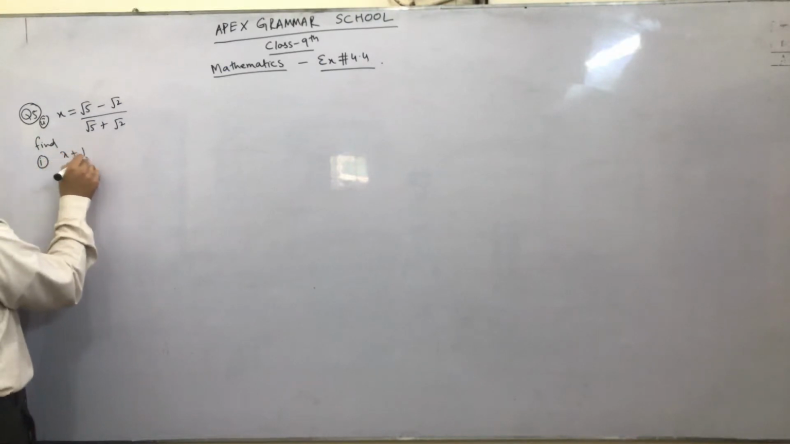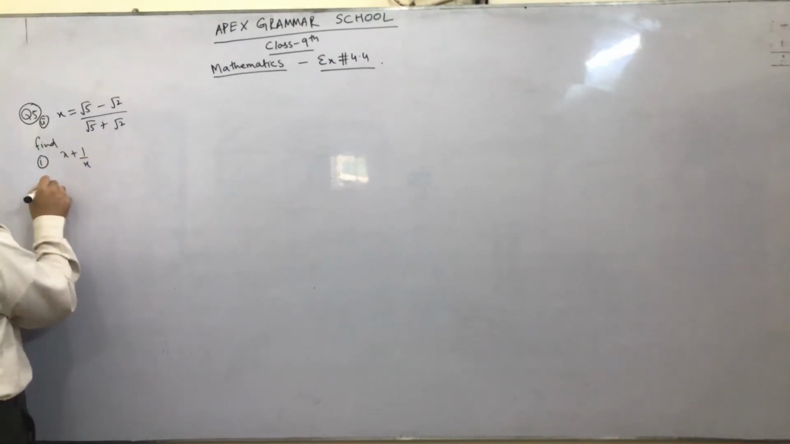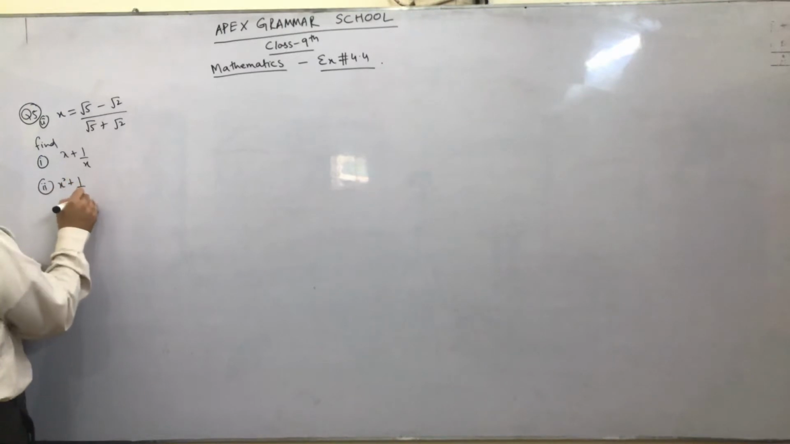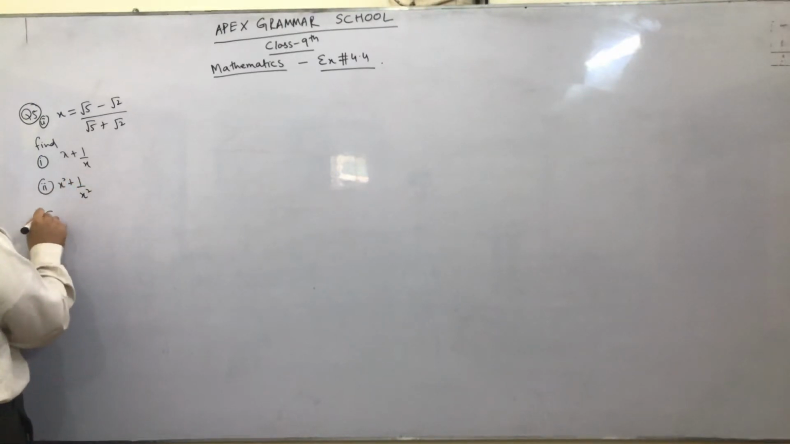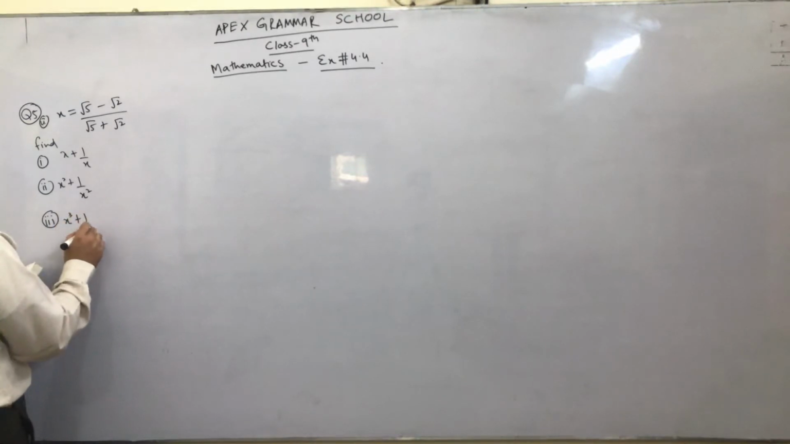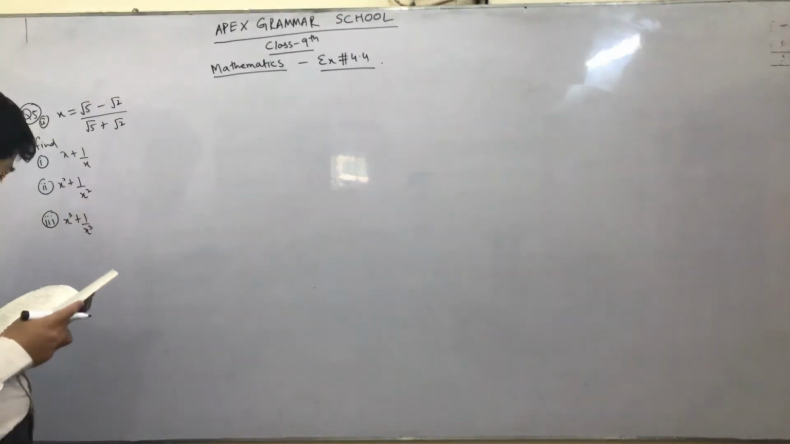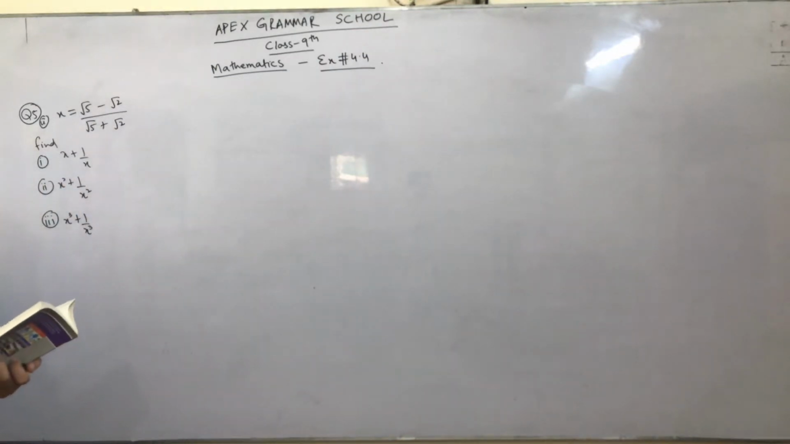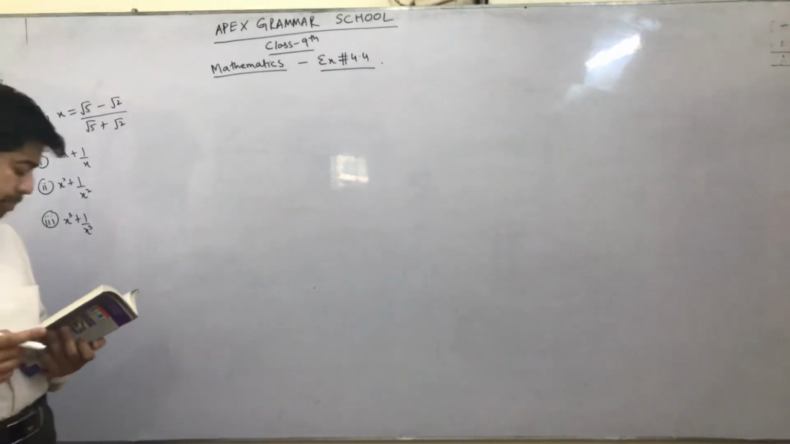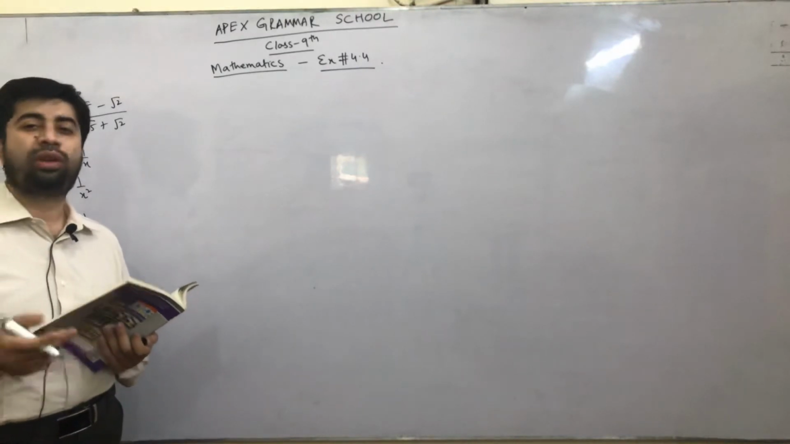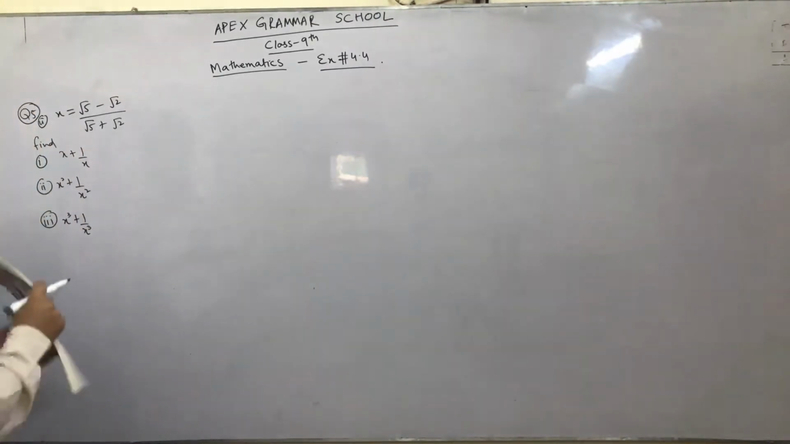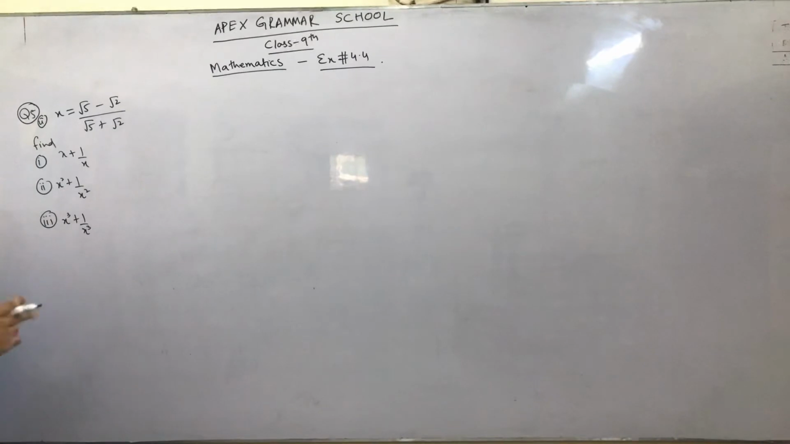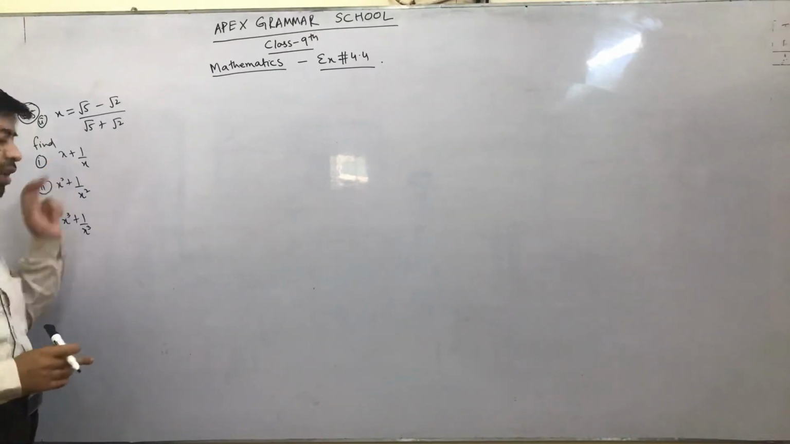x plus 1 over x, x square plus 1 over x square, and also x cube plus 1 over x cube. These 3 values we just have to find, although you have the hint beneath this question, or you can solve this question on your own also. So first we have to find the value of x plus 1 over x.